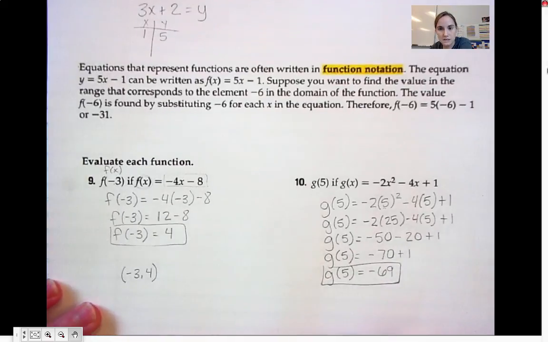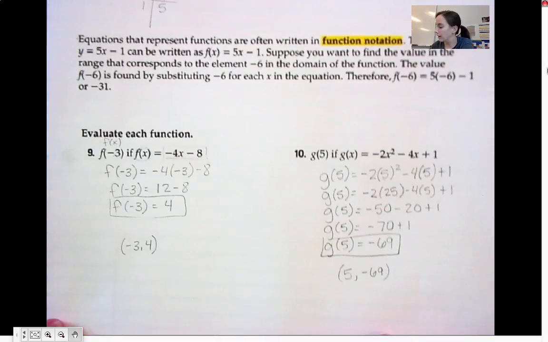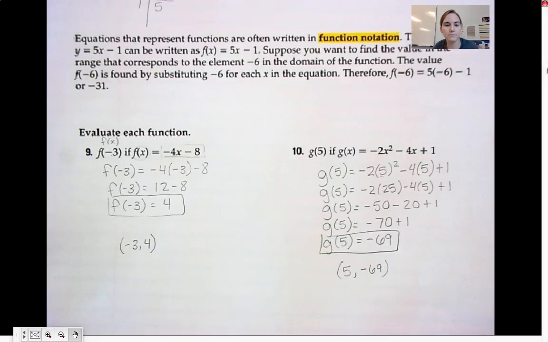Again, if we were to see this on the graph, you would have a point plotted at 5, comma, negative 69. And of course, you write all points with parentheses around them.